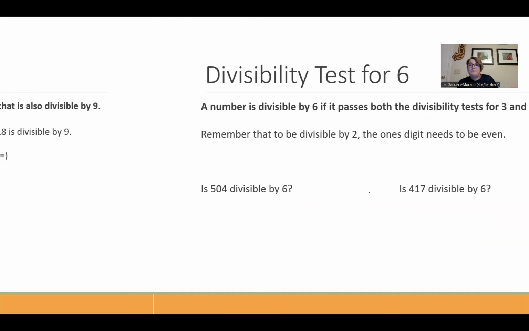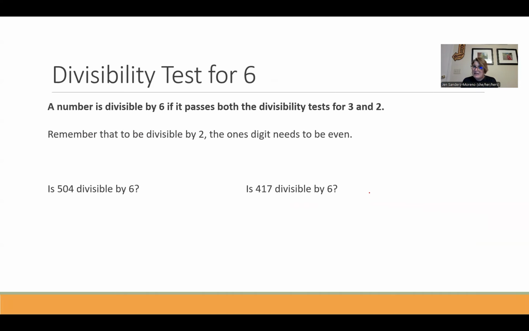But I said we were going to do one more. So let's talk about 6. Is there divisibility test for 6? Yes, sort of. It basically has to pass both the divisibility test for 3 and 2. So the divisibility test for 6 is to get 2 yeses. So you want to check for 2 and you want to check for 3. So remember that to be divisible by 2, the ones digit needs to be even or 0. So I need to check for 2 and I need to check for 3 for each of these problems. Okay. Now what we need is we need 2 yeses.